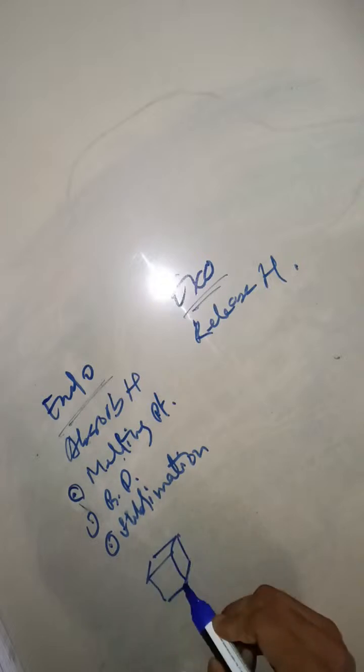What are they? Melting point. Melting point means melting of something. For example, one ice cube is there. This ice cube is melting into liquid. So solid to liquid. Remember this point, very important. Solid to liquid is melting point.